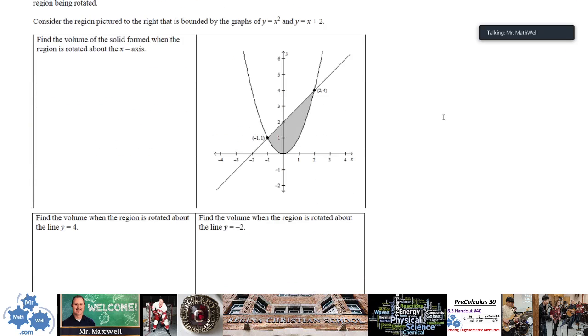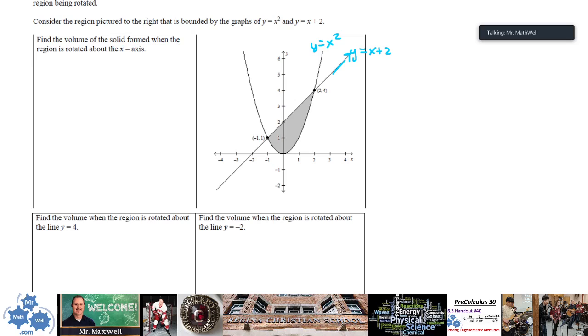Okay, some examples. Let's just work through some of these examples here. So consider the region pictured to the right. This should be on the next page of your notes. The region that's pictured on the right is filled in blue. We have y equals x plus 2, this line right here, and we also have y equals x squared, okay? So there's a region enclosed between those two graphs. How do we find the volume of the solid formed when the region is rotated about the x-axis?